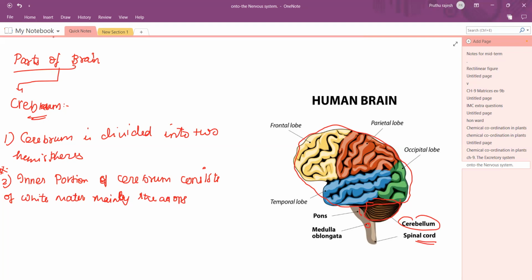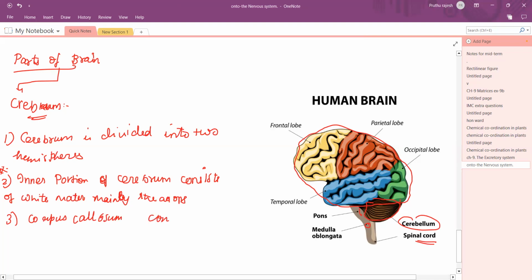So next point is corpus callosum. It is a tough fibrous sheet of connecting tissue which connects the two cerebral hemispheres.